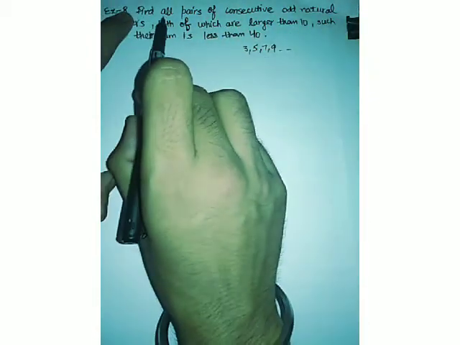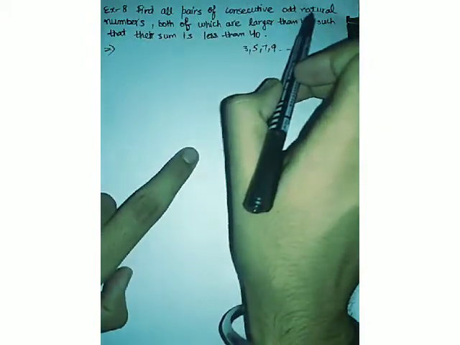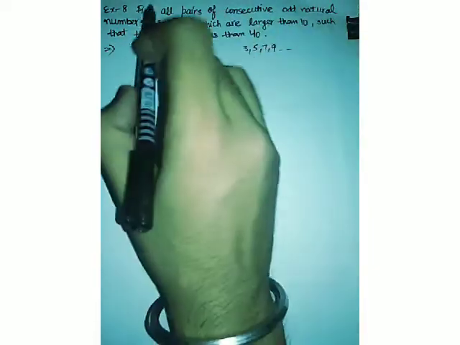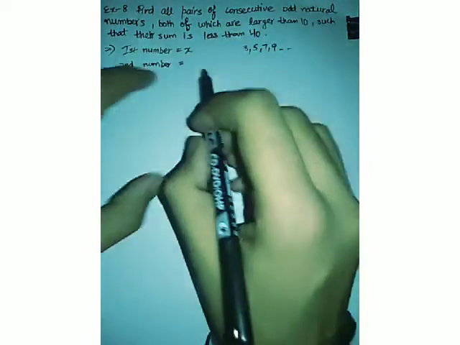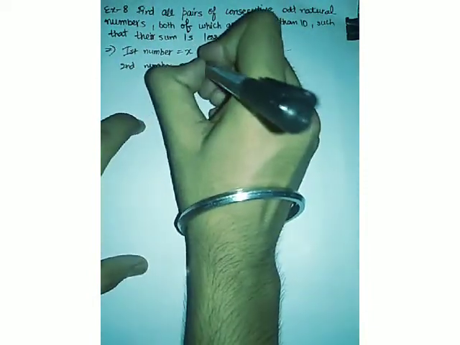We have to find all pairs of consecutive odd natural numbers. Now let's read the conditions. So if we have to find the consecutive odd natural numbers, we have to let the first number be x. In a pair there is one number and there is a second as well, because 2 forms a pair. So let the first number be x. Now what will be the second number? The second number will be x plus 2.